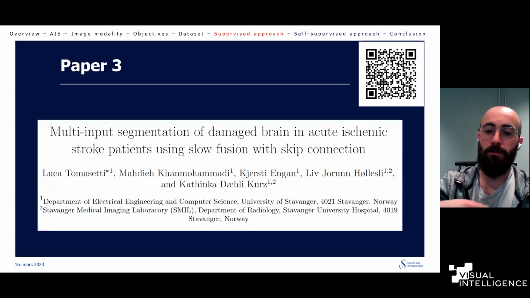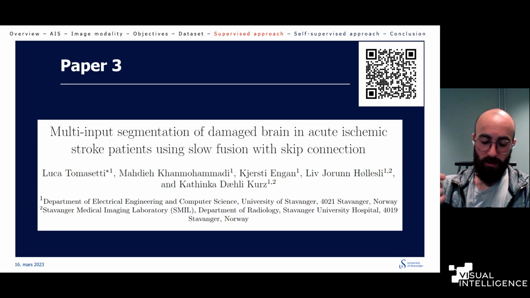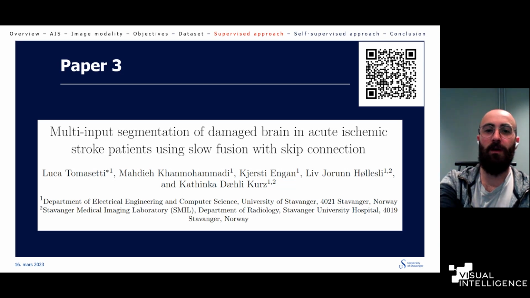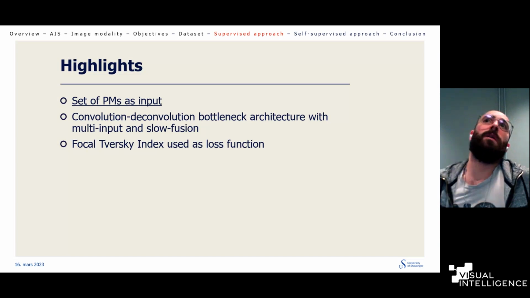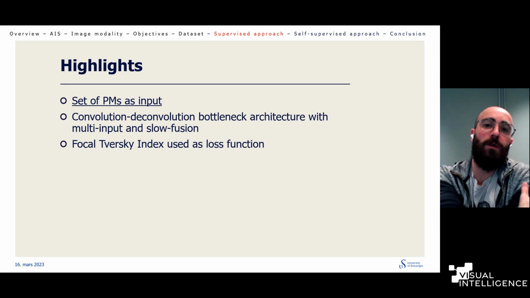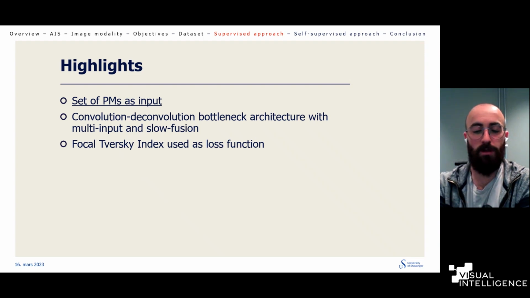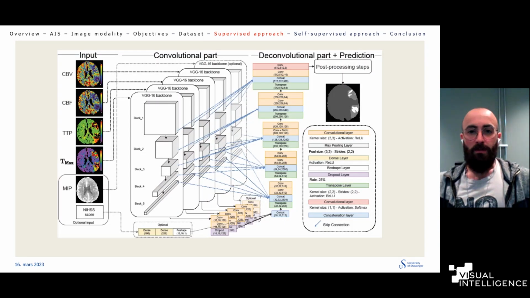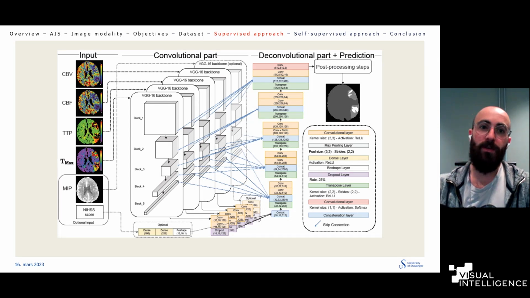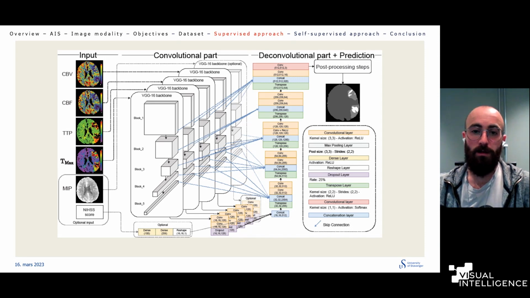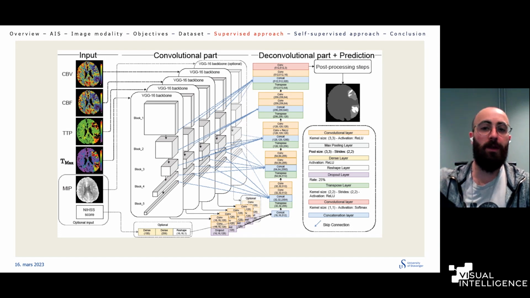What we're trying to do is to continue on this path. Instead of using machine learning, we used deep learning in another paper that we created. Again, a set of parametric maps is used as input, and we have a convolution-deconvolution bottleneck architecture with multi-input and slow fusion approach, and we use a focal Tversky loss as a loss function. Again, this is the general overview. We use parametric maps as input. Each input image goes through a VGG16, and then we concatenate the features at the low level layers. Then during the deconvolution part, we slowly concatenate all the different features extracted in the convolutional part by every intermediate and upper layer.